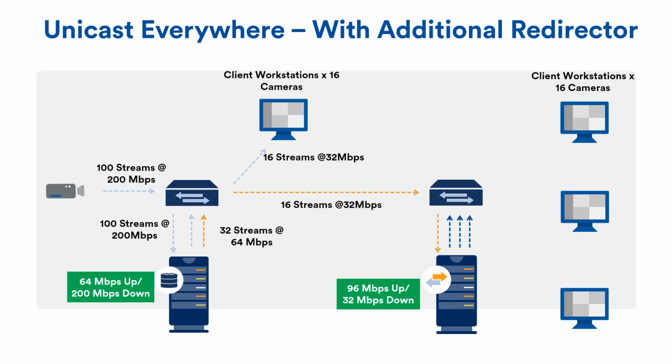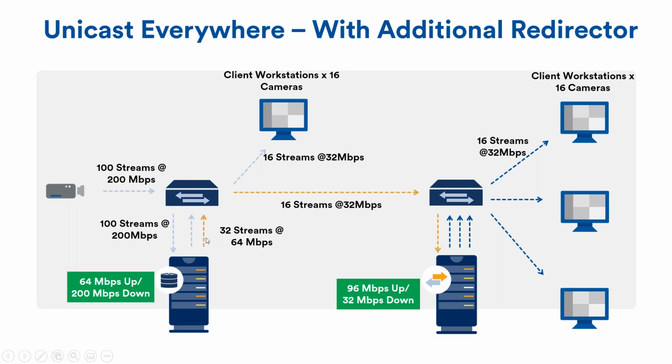So what happens is the archiver will send the 16 video streams to the client workstation that's connected to the same switch that it's connected to, 16 streams for a total of 32 megabits per second, and it will send 32 streams across to the second switch that is connected to the redirector, and the redirector will then be responsible for streaming the video, the 16 video streams per client workstation, to those workstations that are connected to the switch that it's connected to.